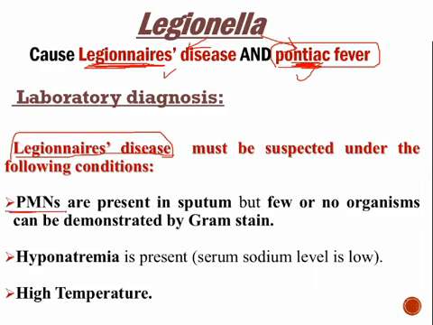First of all, polymorphonuclear leukocytes in the sputum, but few or no organisms stained by Gram stain, because these organisms are intracellular. Legionella is an intracellular organism that is stained poorly by Gram stain. This is number one. Number two, hyponatremia. Number three is high temperature.